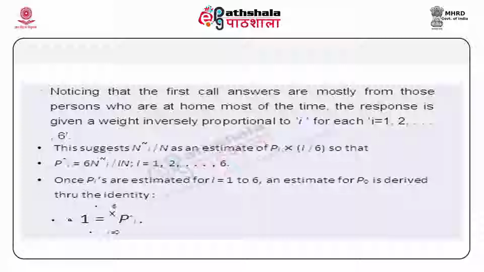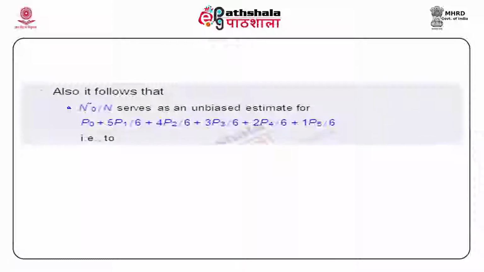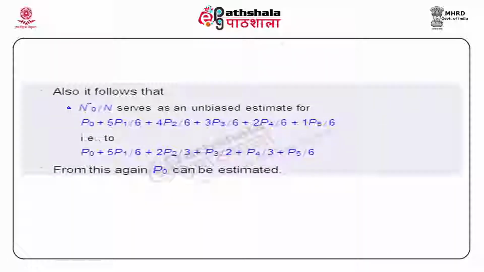Remember, P0 is not N0 tilde. N0 tilde is all those who are not available today. That includes people who are available on other days. So, P0 basically means all those who are not available at all. That number you do not get from today's survey. Today's survey N0 tilde involves the P0 component plus something more, and that is what is exactly mentioned here. This is the expression for N0 tilde over N, which serves as an unbiased estimate for P0, those who are never available, plus more terms.